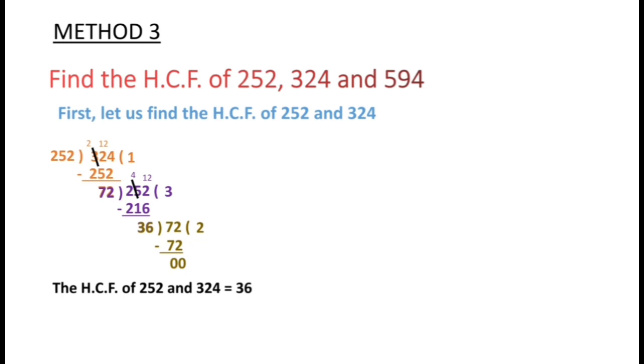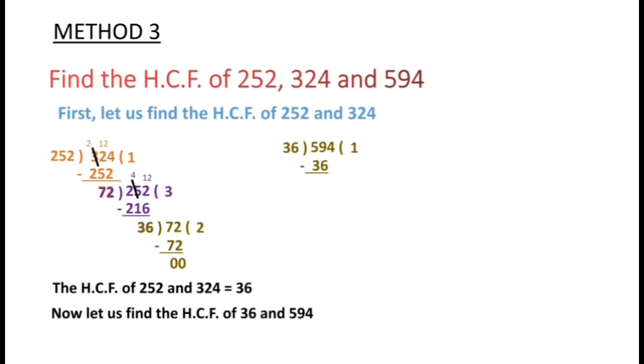Now let us find the HCF of this 36 and 594. Now 36 is the divisor, 594 is the dividend. How many times do we get? 36 ones are 36. Now we will do the subtraction. 9 minus 6, 3. 5 minus 3, 2. 234. Now 36 6s are 216. We get the remainder as 18.